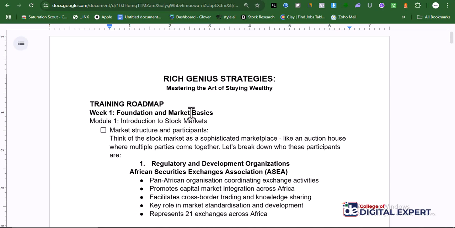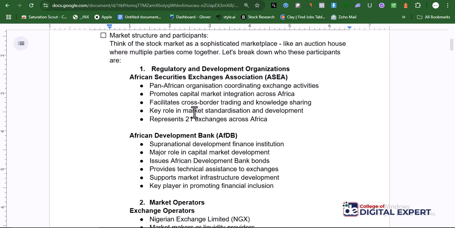Note this: in Africa, we have 29 exchanges. These 29 exchanges cover 38 nations of Africa. Out of these 29 exchanges, only 21 are part of the ASEA regulatory body. Not all are part of the ASEA regulatory body.